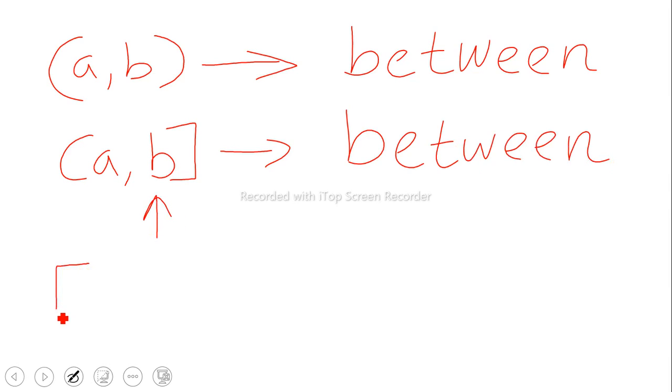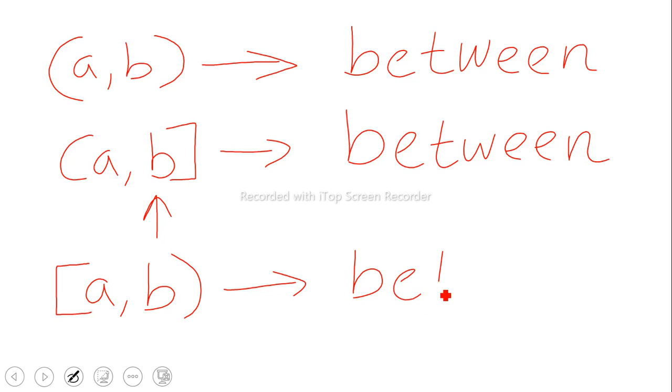And if we're open on the B but closed on the A, that means we want all the numbers between A and B, but we include A, but we do not include B. So those are our options that we've seen so far. We've seen where both sides are open. That means we do not include A and we do not include B, but we include everything in between.